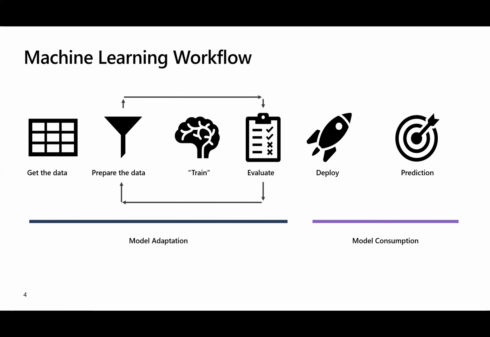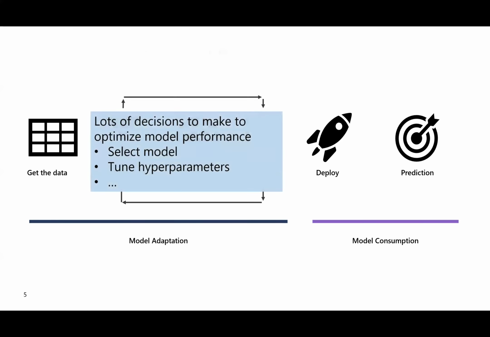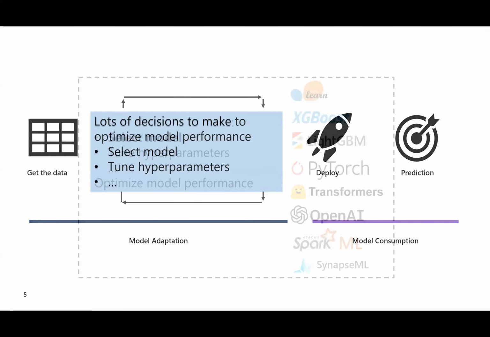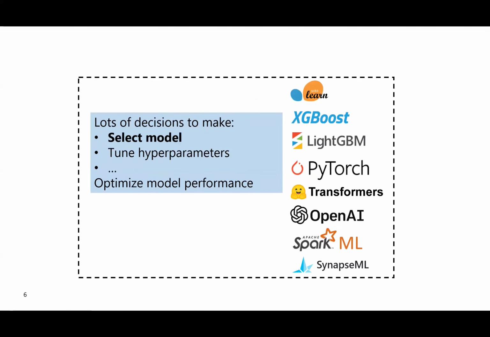And then you need to choose a lot of parameters for the models. The model itself also needs to be chosen from a lot of candidates. Then you will also need to do the evaluation and iterate on the models. So there are a lot of decisions to make to optimize the model performance, like selecting the model and tuning all kinds of hyperparameters. So, like I said, there are lots of decisions to make.